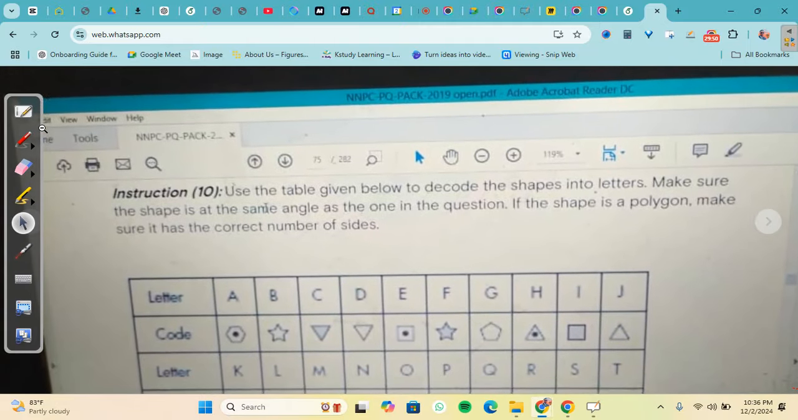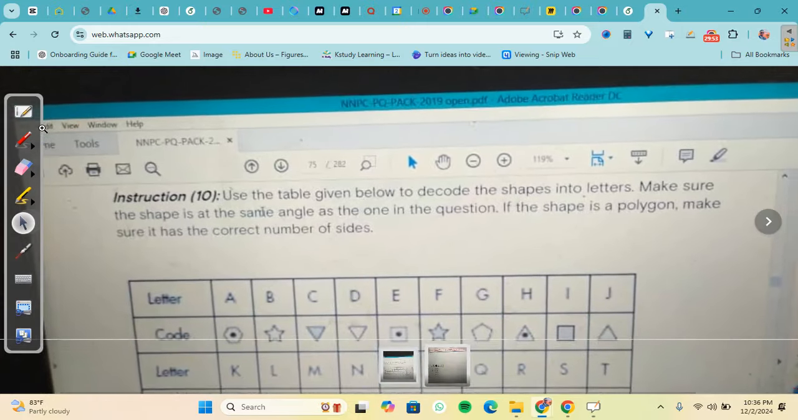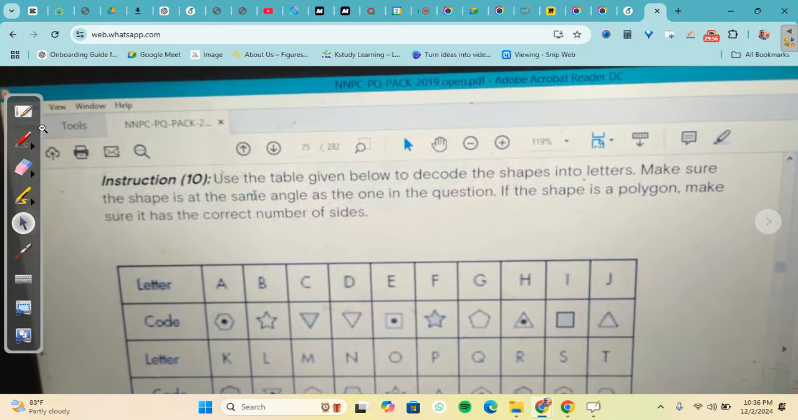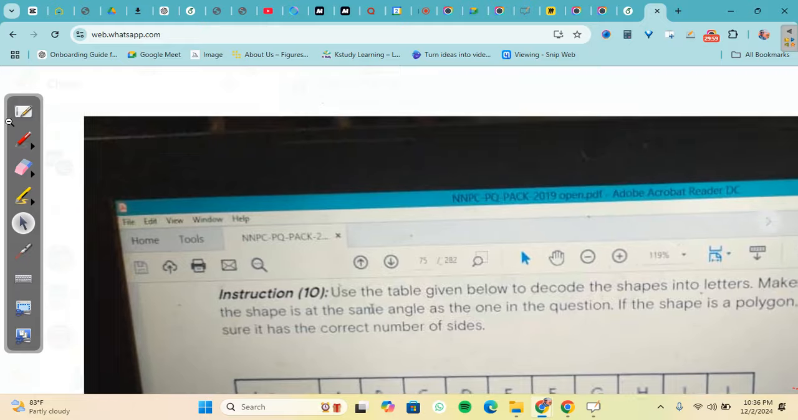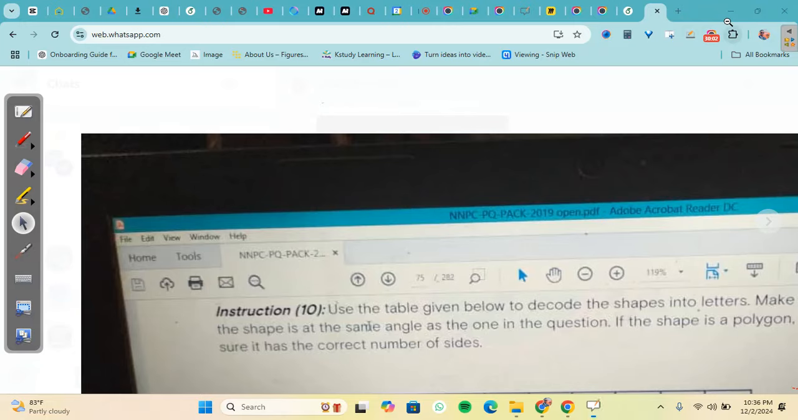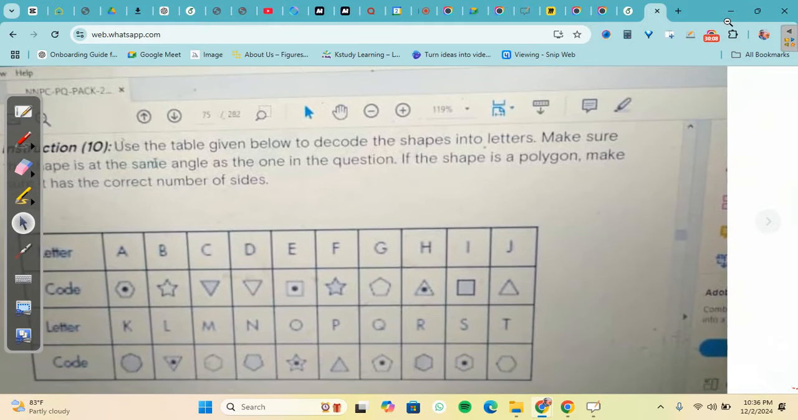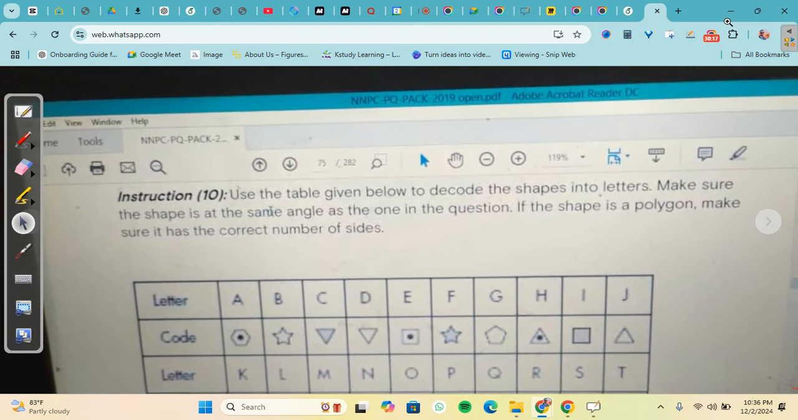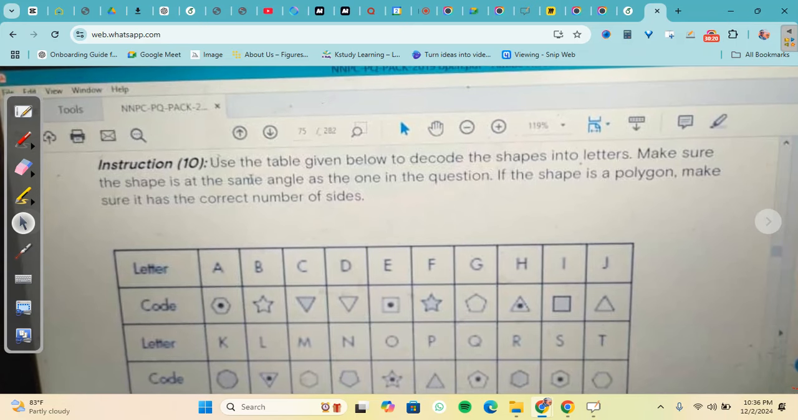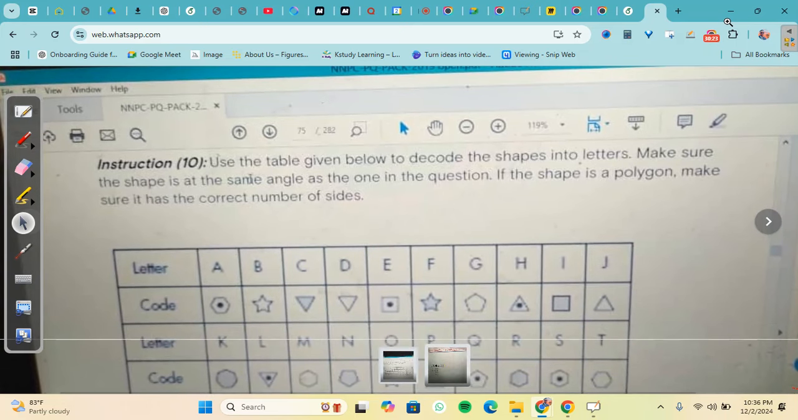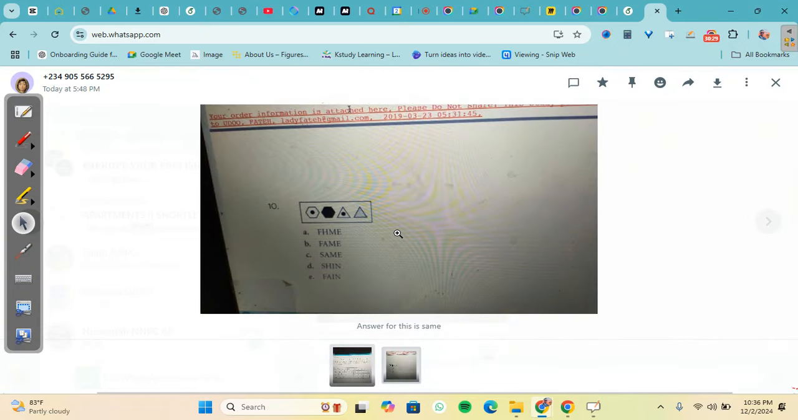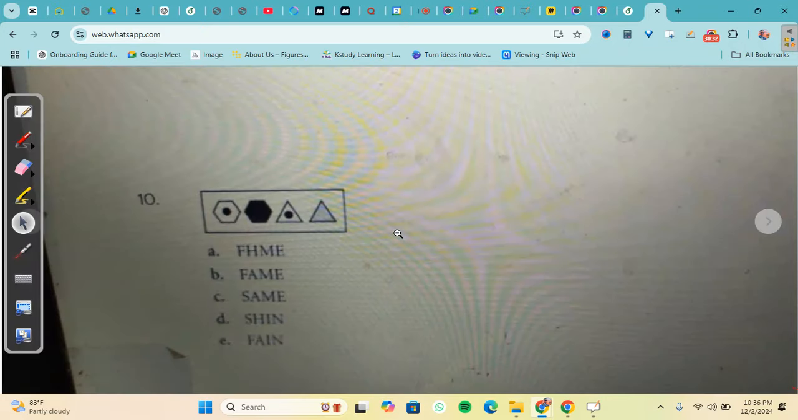Let me show you the main question. What's going on here? I'm trying to zoom out. Why is this not working? Let me go back. Okay, guys, hold on, I'm coming. I'm using this writing pad, but it's not working. Just hold on. Okay, it's back now. Now see the question here.